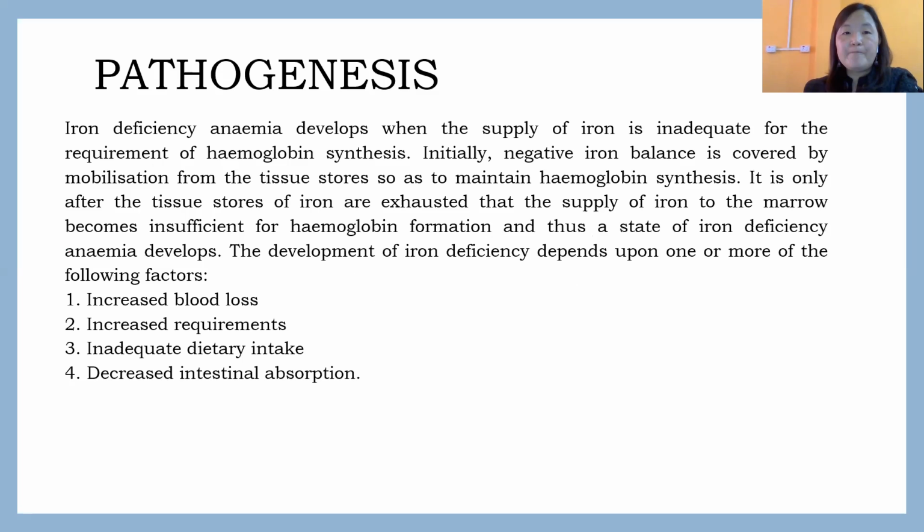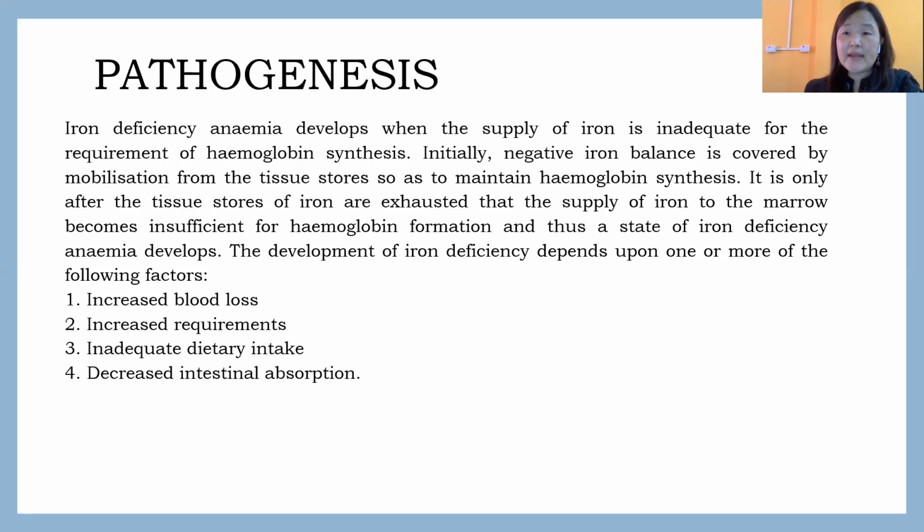If you talk about the pathogenesis of iron deficiency anemia, I've told you before, iron deficiency anemia only occurs when the storage form of iron is also exhausted. Initially, if there is a negative iron balance in our body, it can be maintained by mobilization of the storage forms of iron, ferritin and hemosiderin, which try to compensate for the loss. But if the storage form is completely exhausted, then only the signs and symptoms of iron deficiency anemia develop.